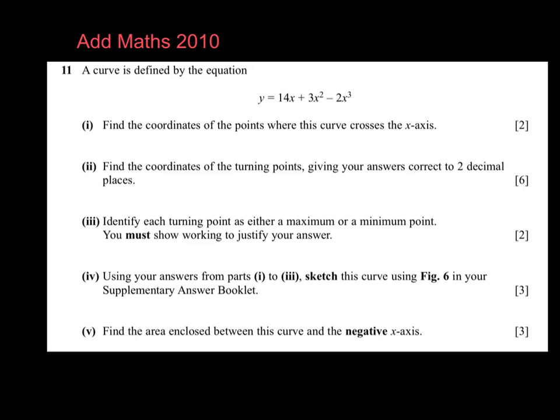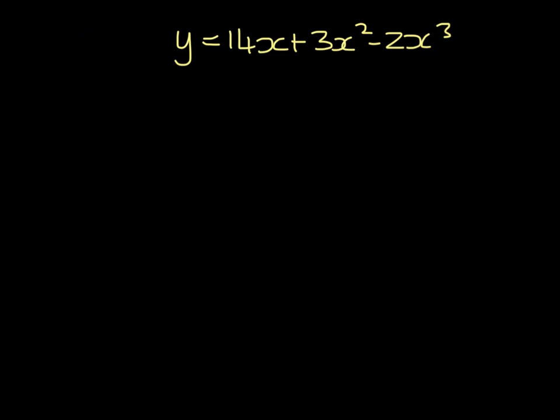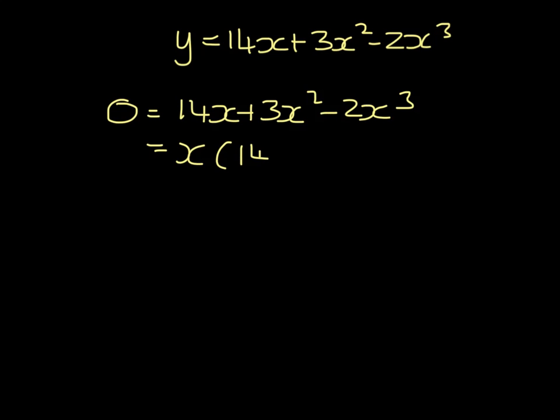AdMas 2010 question 11. To find where it crosses the x-axis, we're going to let y equal 0. So 0 has to equal 14x plus 3x squared minus 2x cubed. So that's x times (14 plus 3x minus 2x squared).